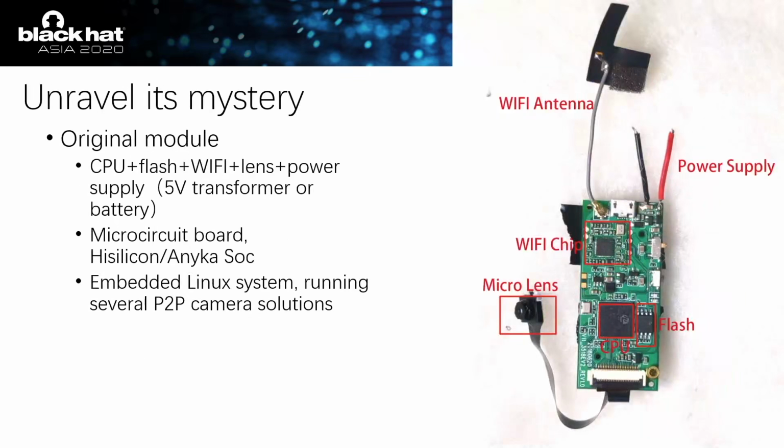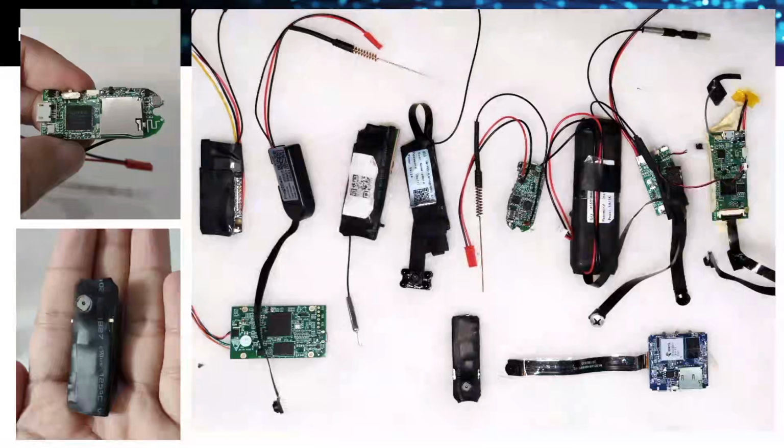Let's take a closer look at the structure of a spy camera. The original model is actually an embedded Internet of Things device. The circuit board usually has a HiSilicon or Anyka or some other ARM processor. The cameras always have a NOR flash device to store files, a Wi-Fi chip, and a micro lens. Each spy camera runs a P2P camera service. So, like we showed in this picture, this is part of our analysis.